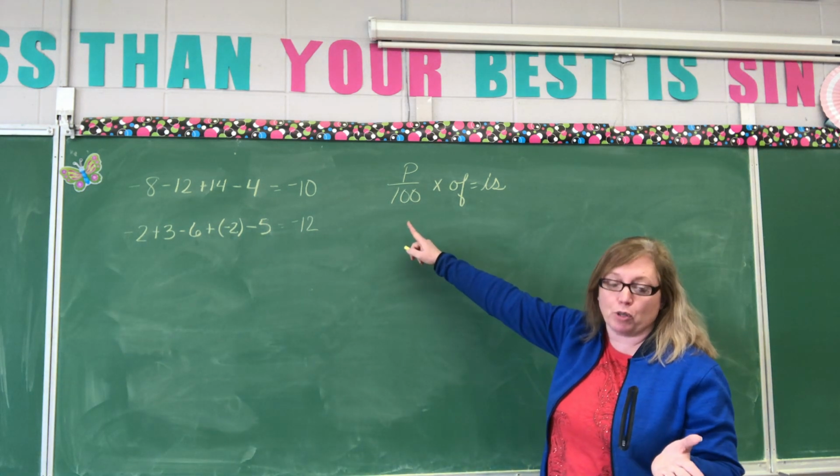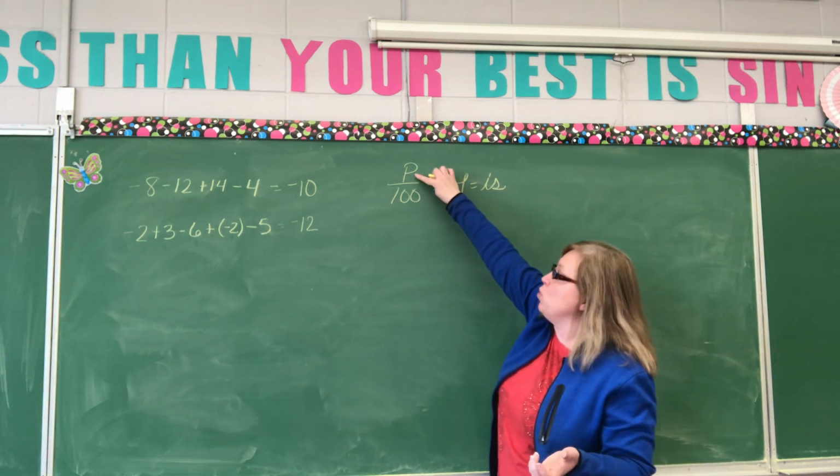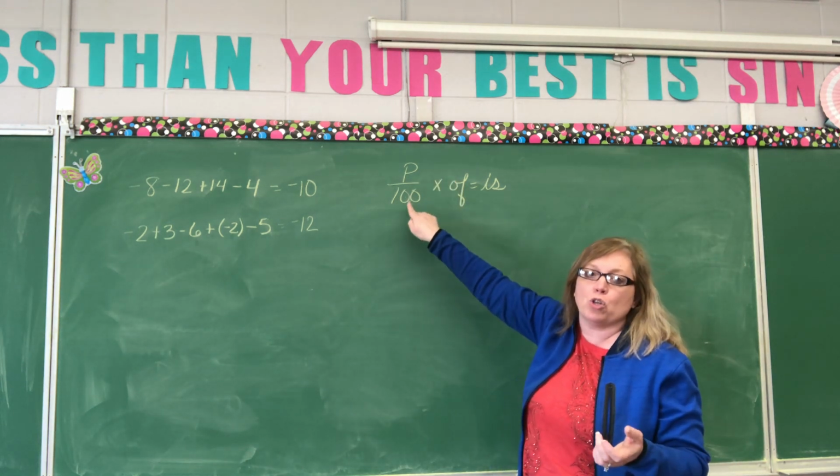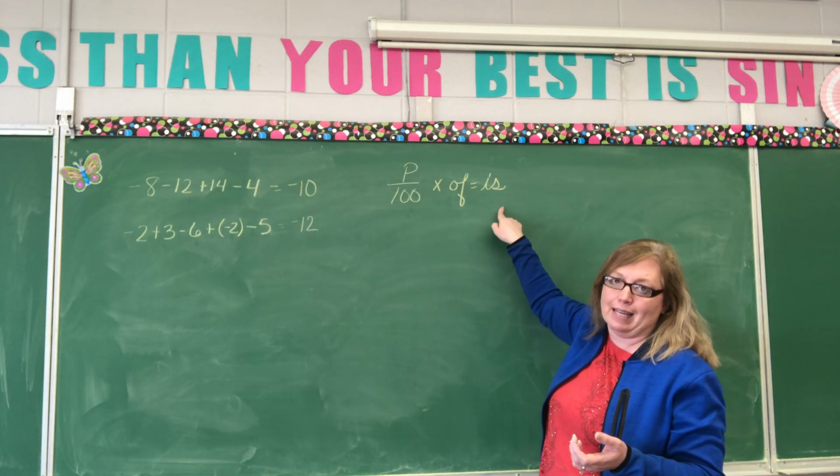Percent, of course, percents are always over 100. So if I have 23%, I put 23 over 100, okay? So the percent times the of equals the is.